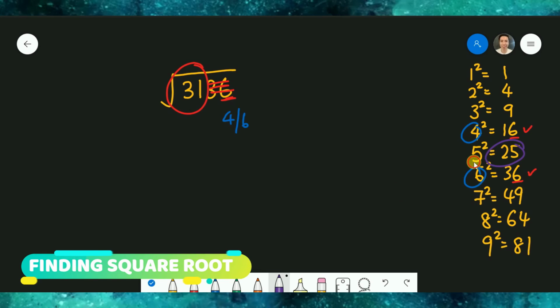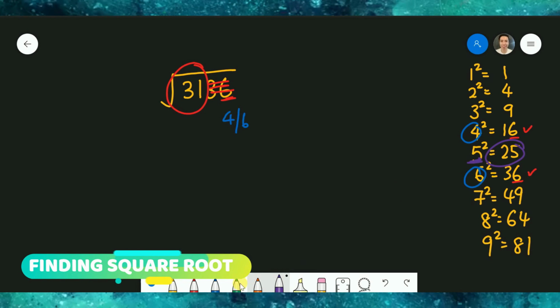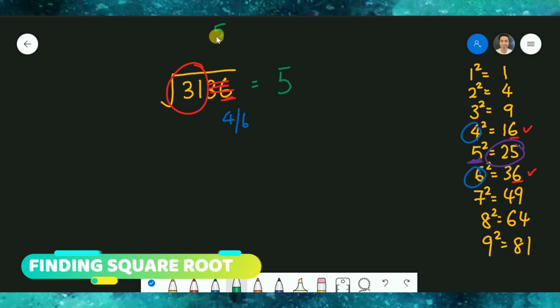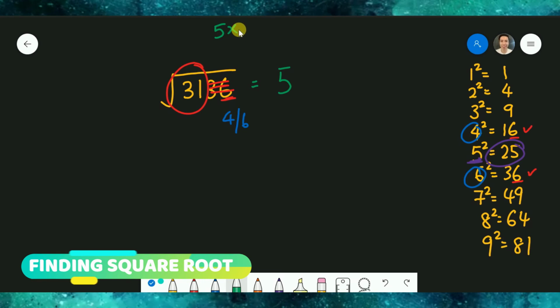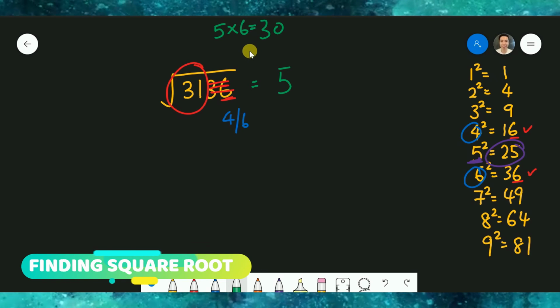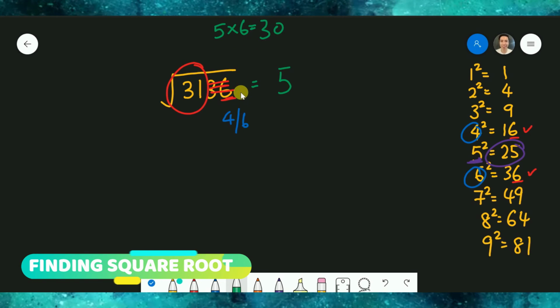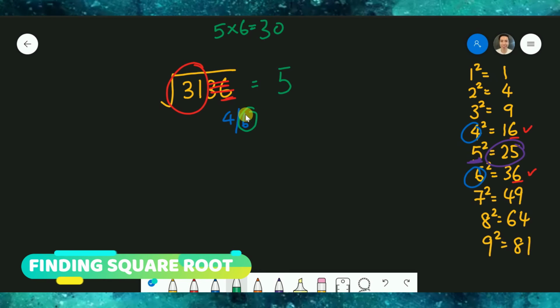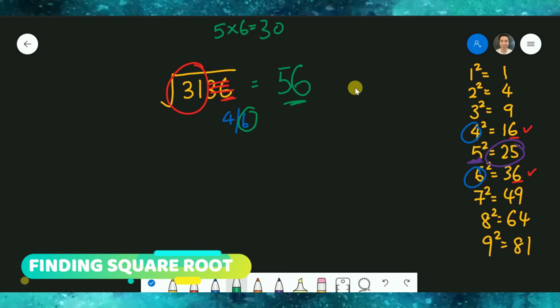So here is 5, so we need to write down 5. What number comes after 5? It's 6, so your answer is 30 here. Then when you compare 31 with 30, 31 is bigger than 30, right? Which means that we need to pick up the bigger number between 4 and 6. It's very obvious, 6 is bigger than 4. Eventually, we'll get 56 as our answer.